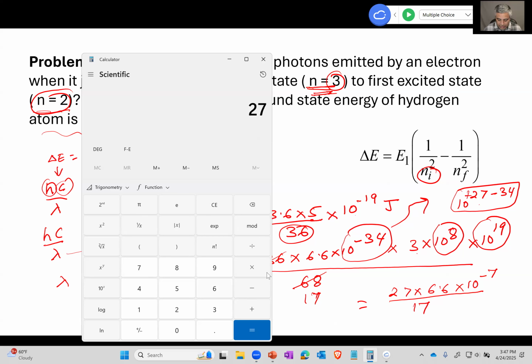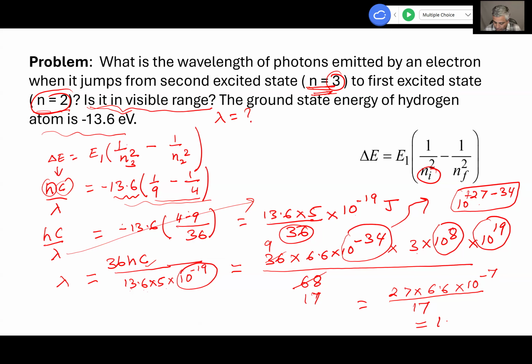So 27 times 6.6 is that much. Oh, that is nearly 10 times. Divide that by 17. So that is 10.5, let's say, times 10 to the power negative 7. And this being the wavelength, it has a unit of meters now. Okay.